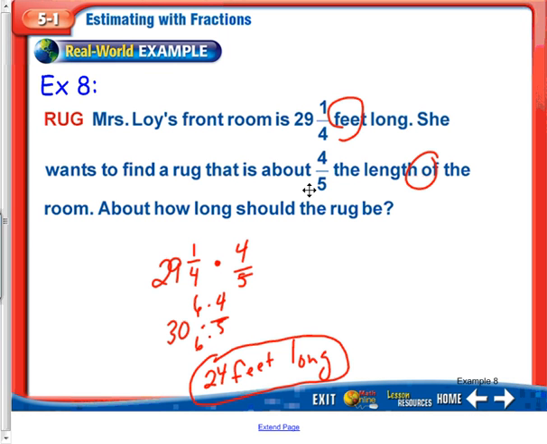So good luck with lesson 5-1, estimating with fractions.